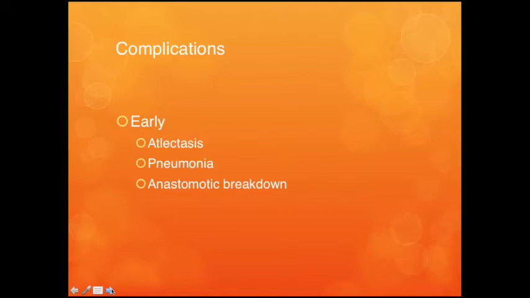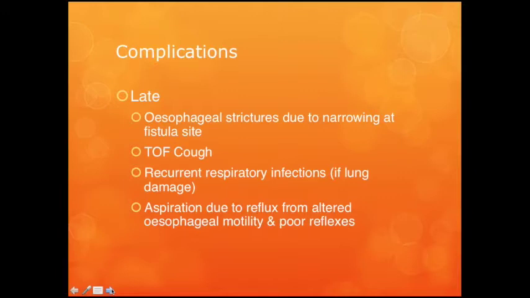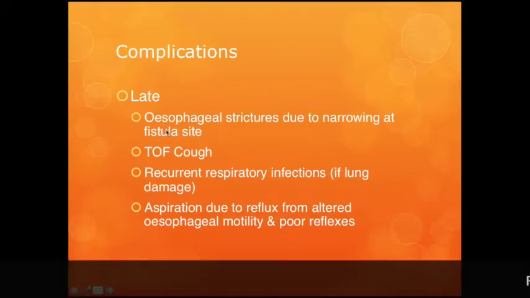Anastomotic breakdown can occur at different times. Early anastomotic breakdown, which is bad surgical suturing, is going to be around day 3 to day 10. Anastomotic breakdown can also be due to infection or poor vascular supply. The child I did in Ethiopia got an anastomotic breakdown around day 10. And then later they get esophageal strictures due to narrowing at the fistula site, which they often come back for dilations.